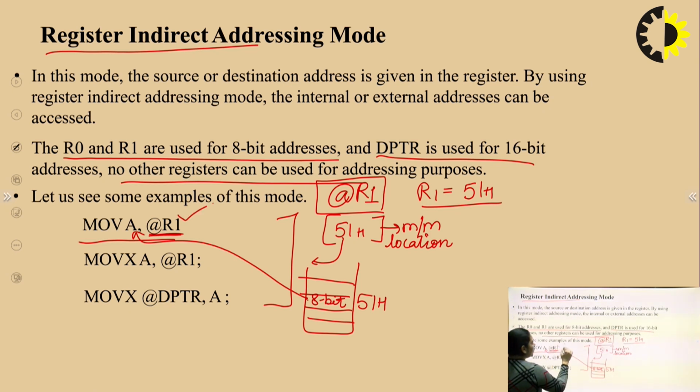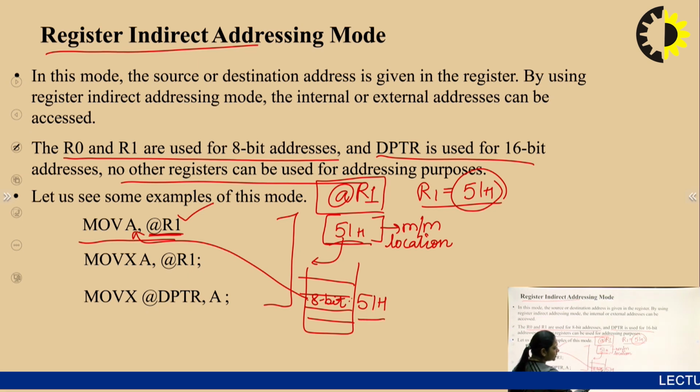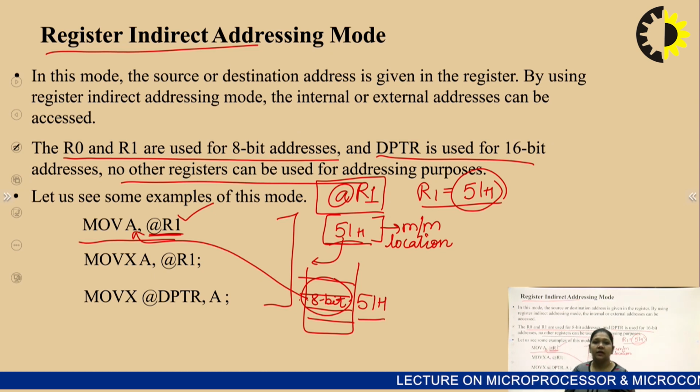So R1 was having the data 51. That data was used as a memory location, and at that particular memory location there was 8-bit data, and that particular data was transferred to the accumulator. So this is the role of the register indirect addressing mode, or you can say indirect register addressing mode.